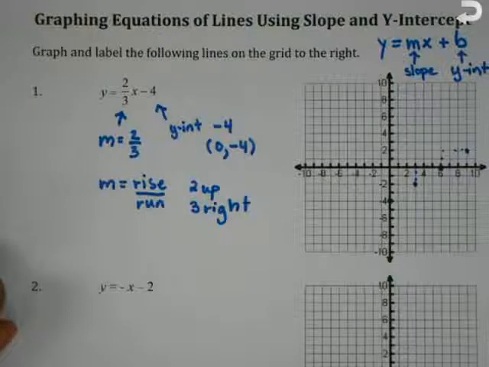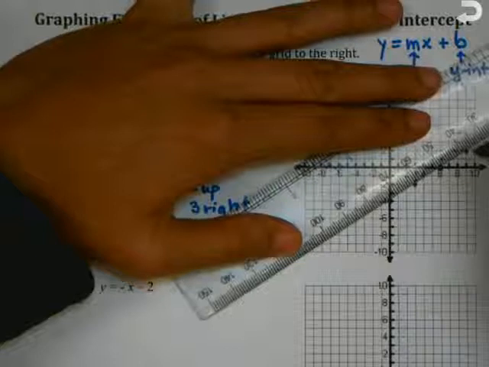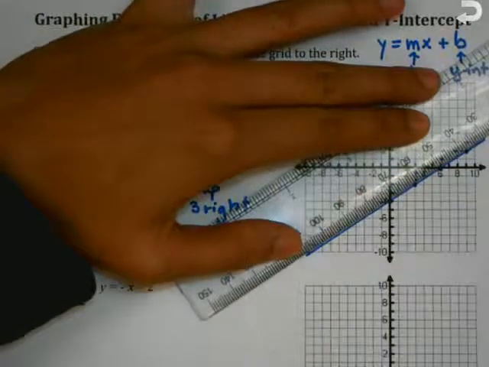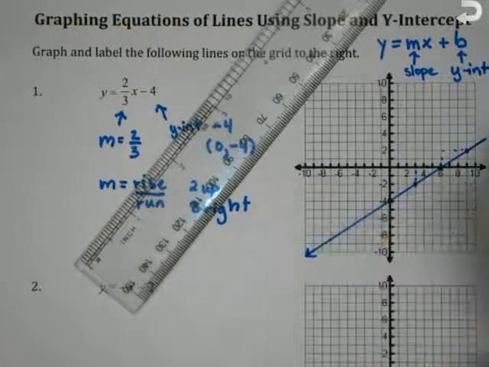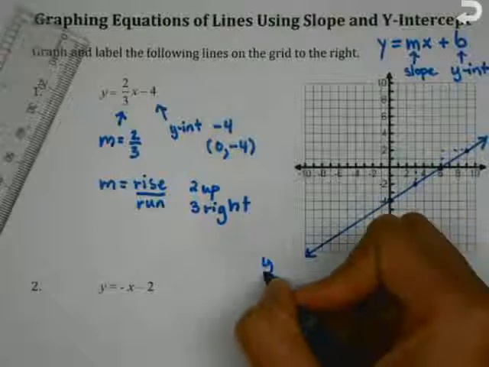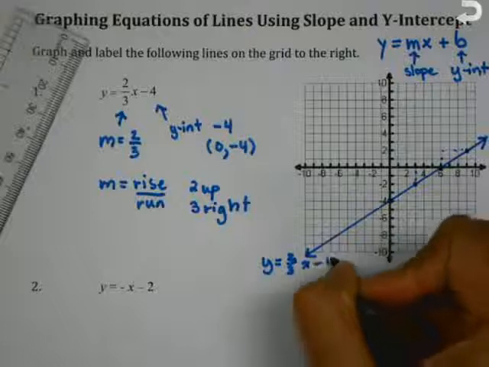Now grab a ruler and draw your line. There you go. Be sure to draw your line until it's outside the grid. Don't forget your arrow and label your line. y equals 2/3 x minus 4. There we go.